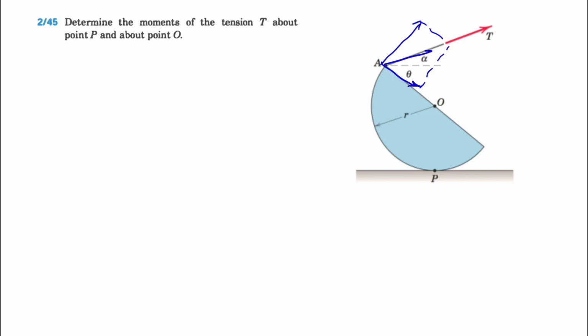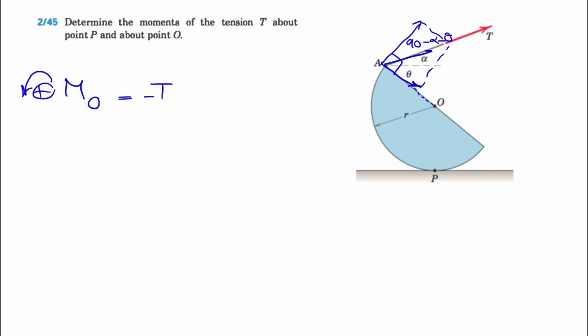If we do that, basically the component that passes through the O won't make any moment, and we only have the moment of the vertical component. We know this angle is 90 degrees. Let's call this moment MO, and we're going to consider counterclockwise positive. This angle would be basically 90 minus alpha minus theta, because we have a right angle. The force that we have is T.